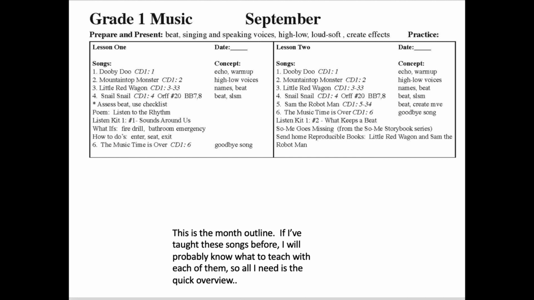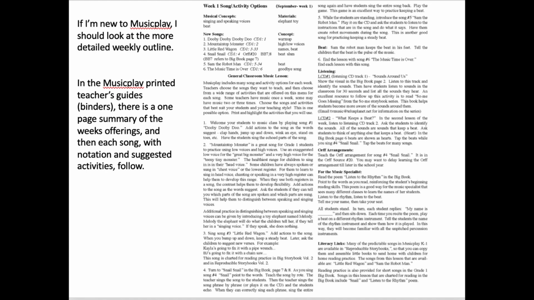If I've taught these songs before, this is all that I need to remind me of what I'm doing, and I already know what I'm going to do with these songs. However, if you're new to Musicplay, you should look at the more detailed weekly outline. This is the weekly outline that's in the Musicplay Teacher's Guides or the Musicplay binders. In the Musicplay Printed Teacher's Guides, there is a 1-page summary of the week's offerings, and then the pages that follow include the song notation and suggested activities. But again, I use this little summary to help me with my weekly planning.